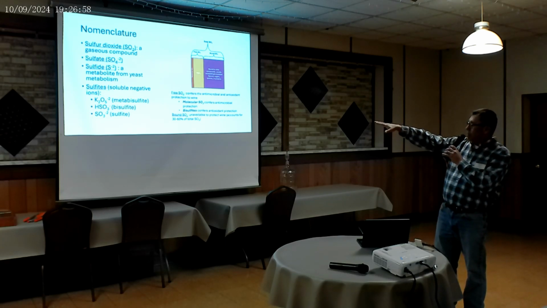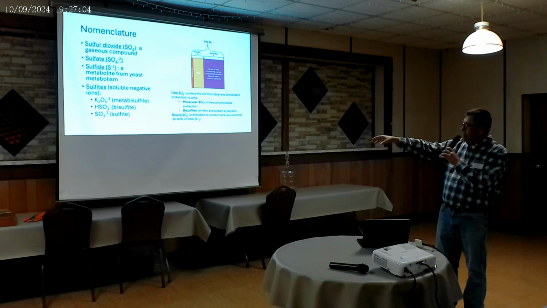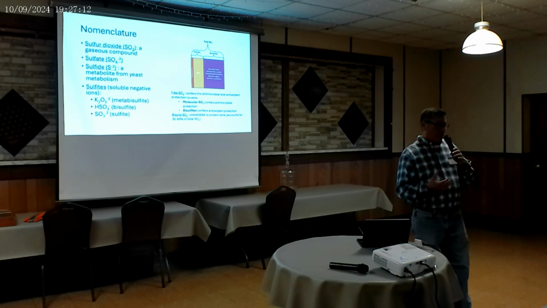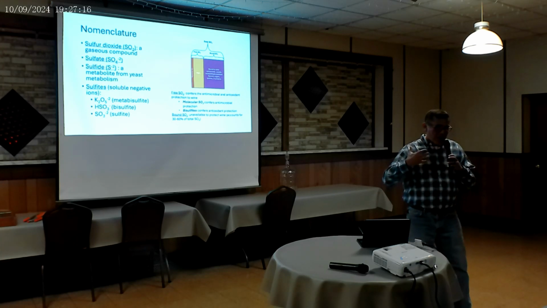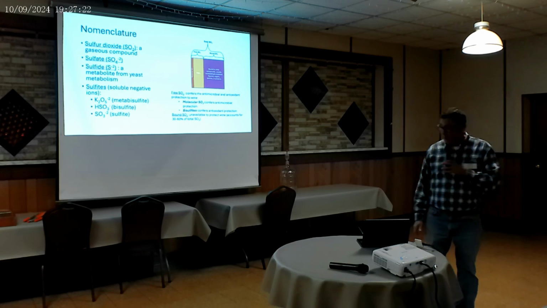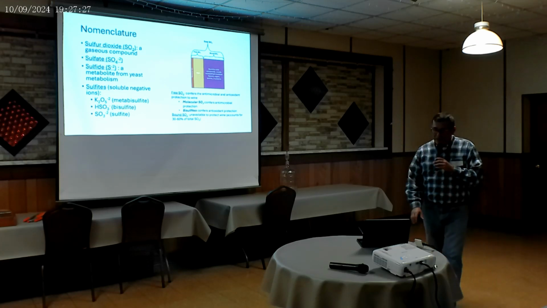Then there are the sulfites. We have the metabisulfite, which is K2S2O5, S2O5 2-. So these are all dissolved ions. Then there's the bisulfite, and then there is the sulfite itself. The bisulfite is really the workhorse in terms of the antioxidant activity of this molecule in preserving the wine.